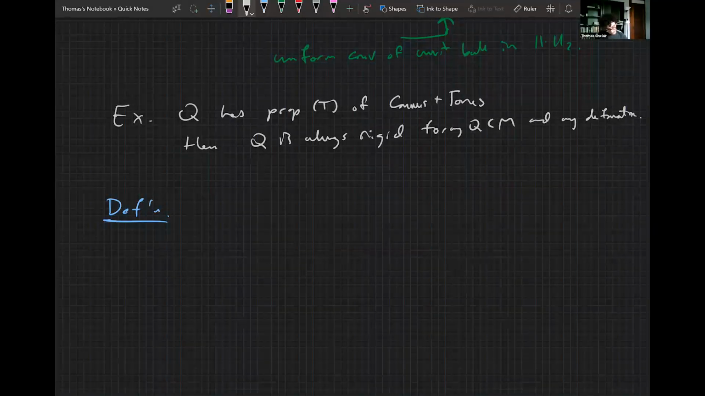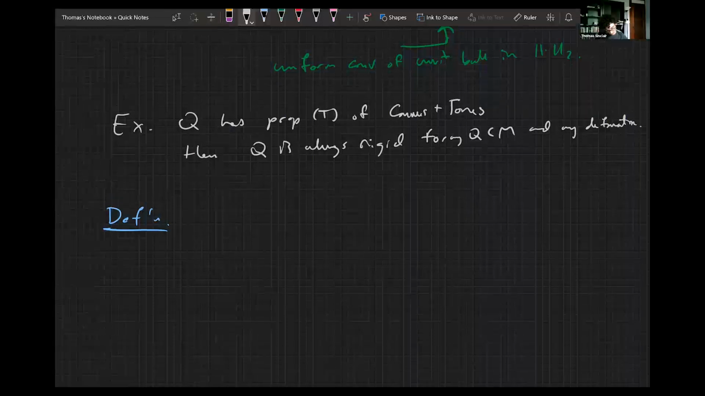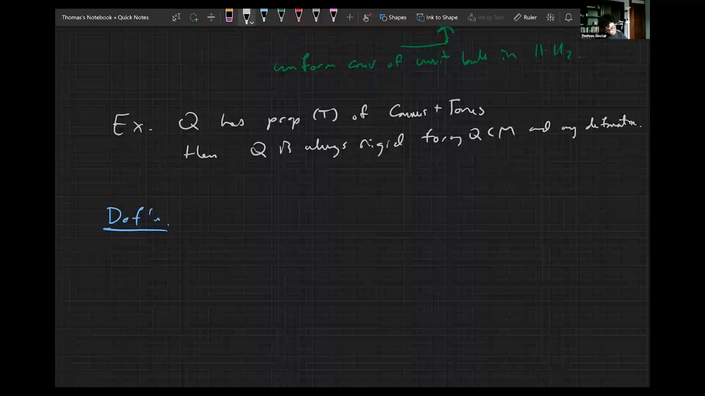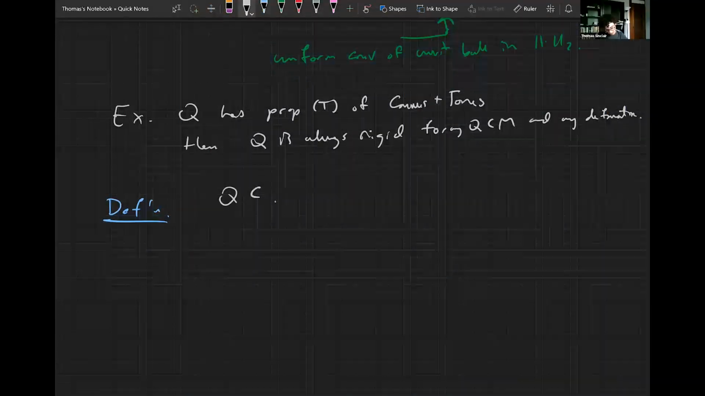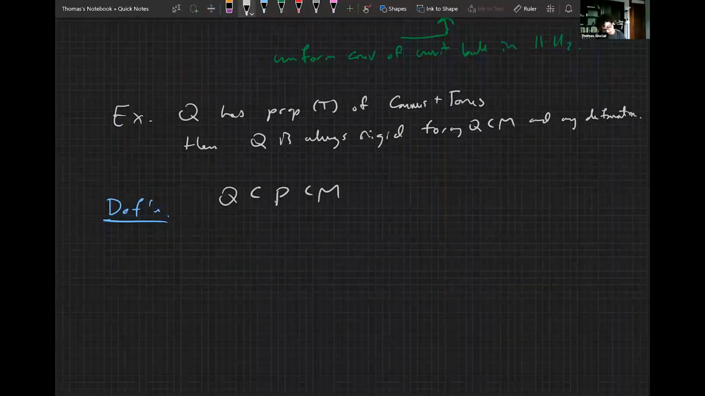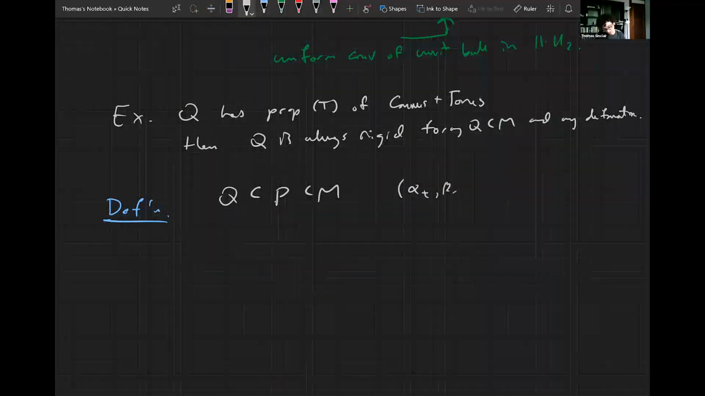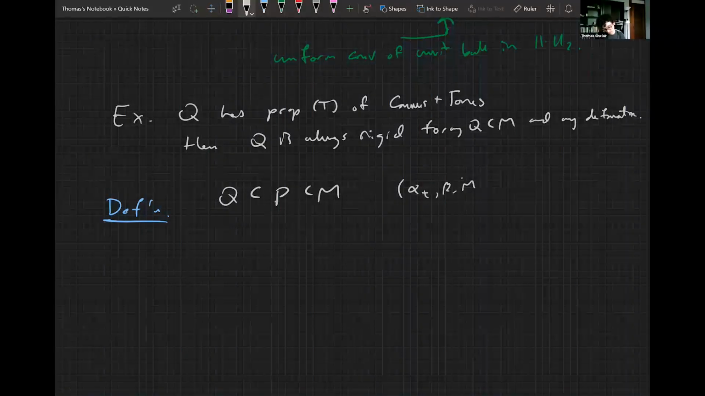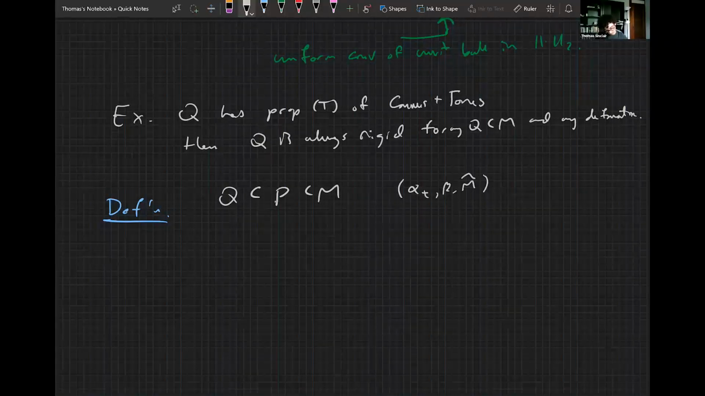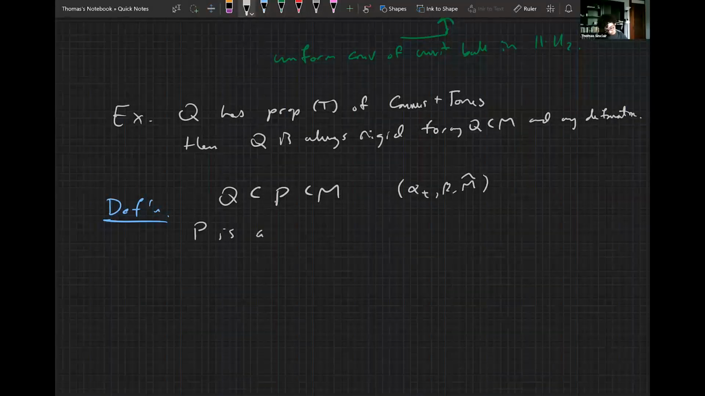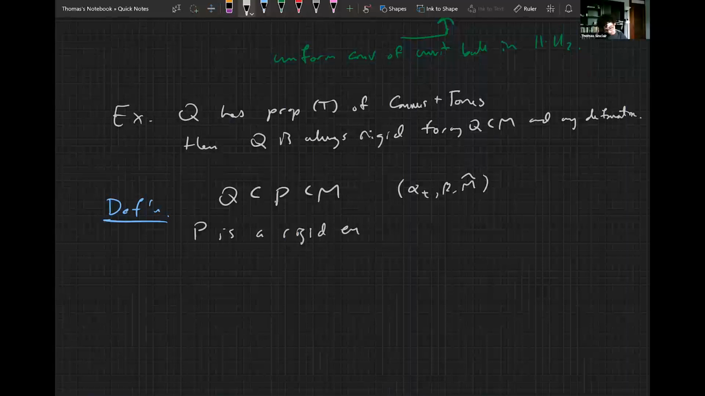Yeah, so, okay, I'll say it this way. If we have Q inside of M, and I have some intermediate algebra here, P. And again, I'm fixing some deformation. So we'll say that P is a rigid envelope.